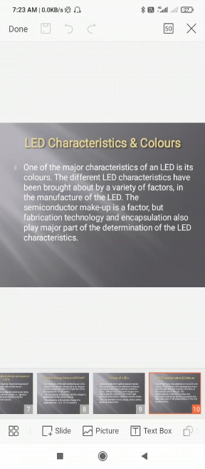LED characteristics and colors. One of the major characteristics of an LED is its color. The different LED characteristics are brought about by a variety of factors. The manufacture of the LED, the semiconductor makeup, the fabrication technology and the encapsulation also play a major part in the determination of the LED's characteristics.